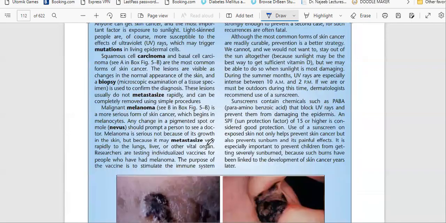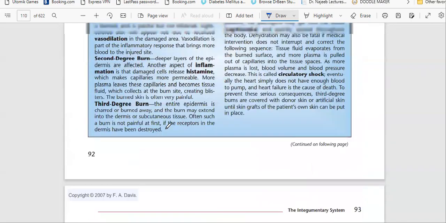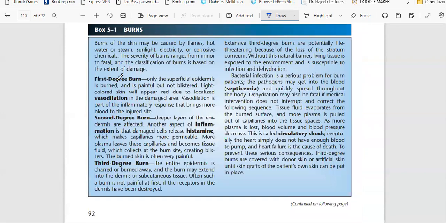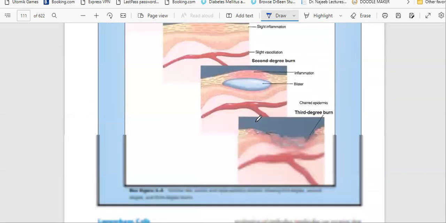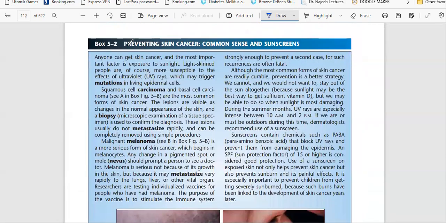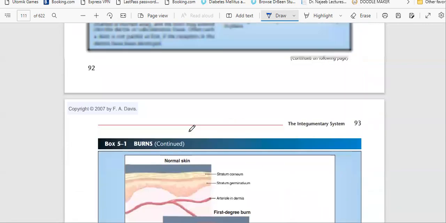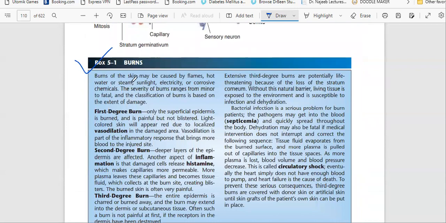Before starting the dermis, here we have two boxes. We will complete those two boxes. One is that we have to talk about burns. Burns means inflammation of the skin. And the second is preventing skin cancer. How is it possible? Two things we will study here. Burns of the skin may be caused by flames, hot water or steam, sunlight, electricity, or corrosive chemicals.